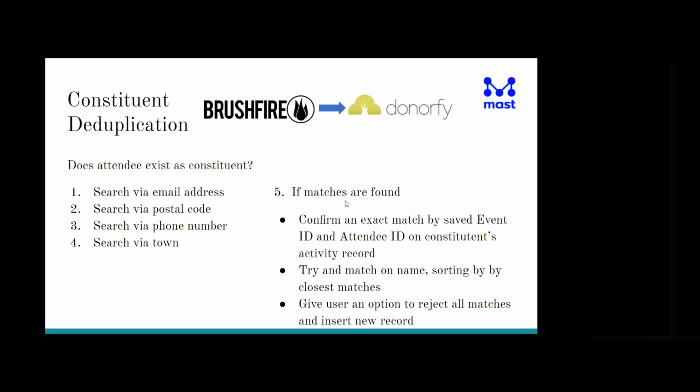So the big part of the yellow box here was the deduplication. I'm pretty sure everyone using Donorfy knows what a pain it is if you've got duplicate constituents. So we wanted to make absolutely sure that there weren't any duplicates. Originally, Life Church said that the email address used will be the big tool for deduplication, but it turned out that a lot of people do event bookings using someone else's email address, or families all book on with the same email address, so that proved to be not so useful.